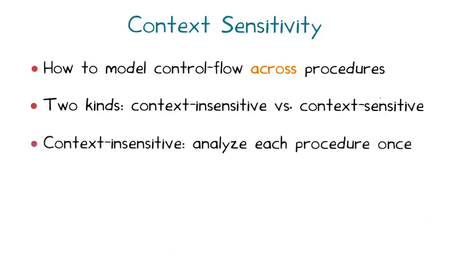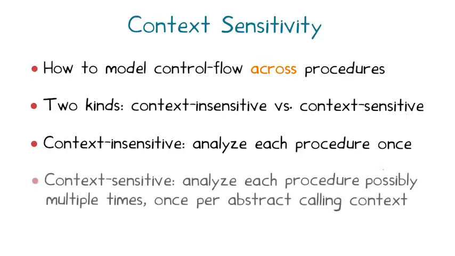Context insensitive pointer analysis algorithms analyze each procedure only once, regardless of how many different parts of the program call that procedure. These algorithms are relatively imprecise as they conflate together aliasing facts that arise from different calling contexts, but they are very efficient since they analyze each procedure only once.